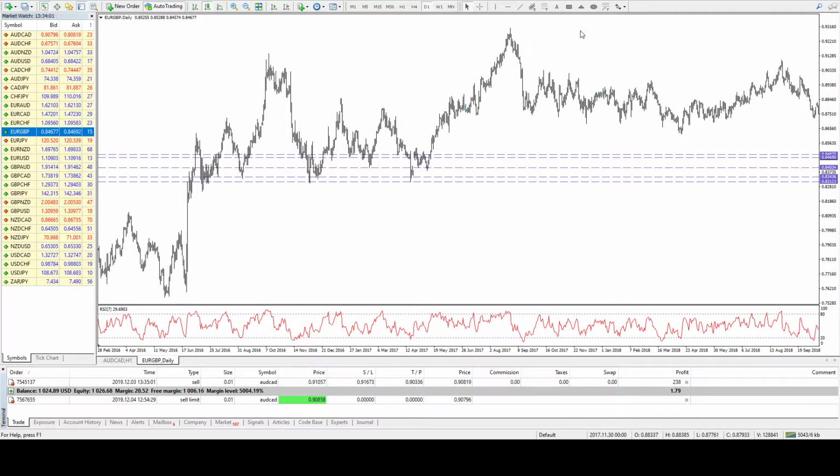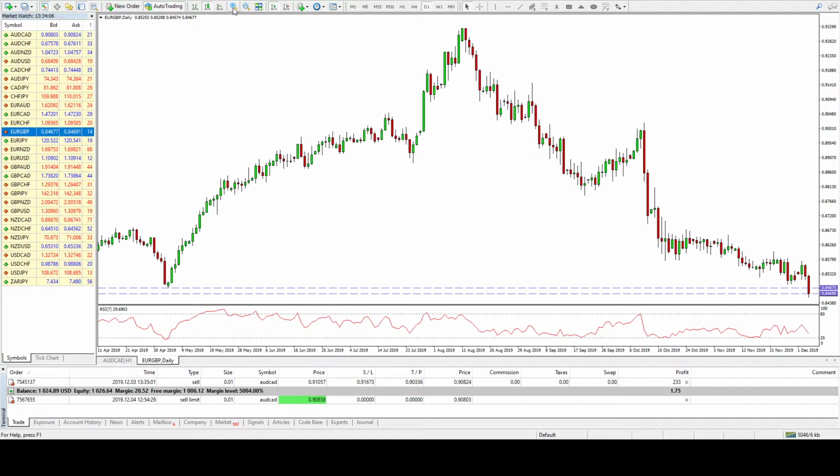So let me zoom in. It looked like it has crossed that, but I don't see pressure. So I think I wait for oversold, and we'll go from there and see what happens.